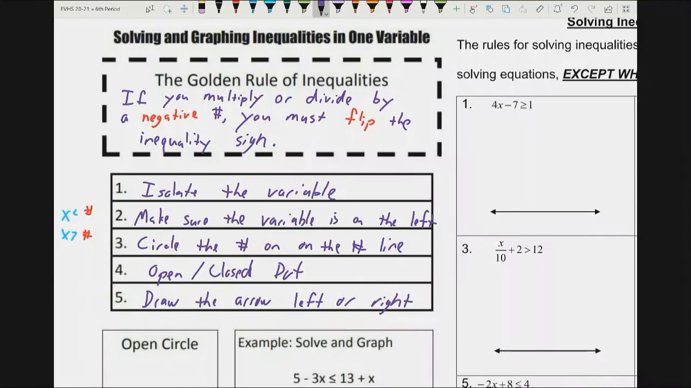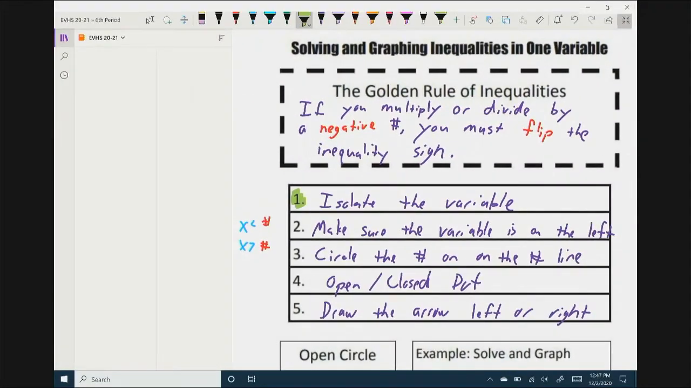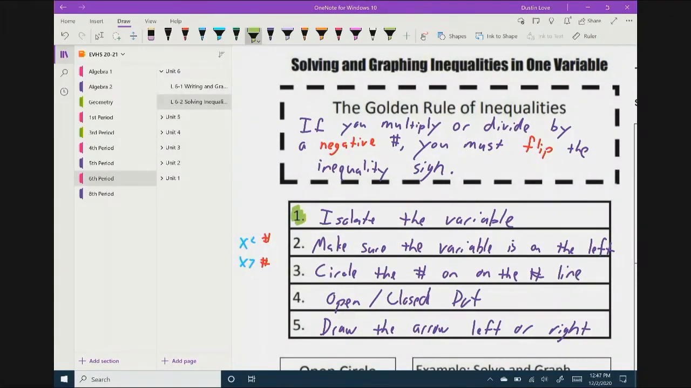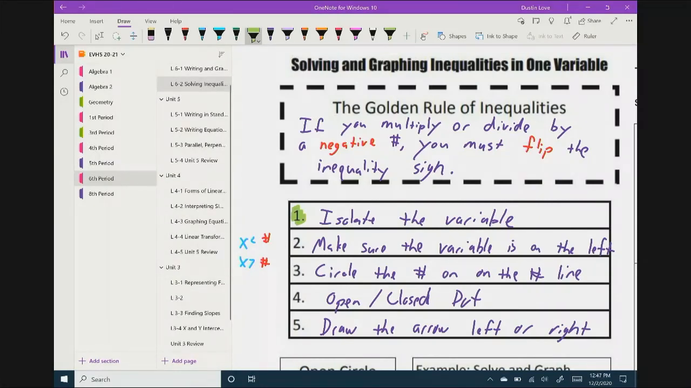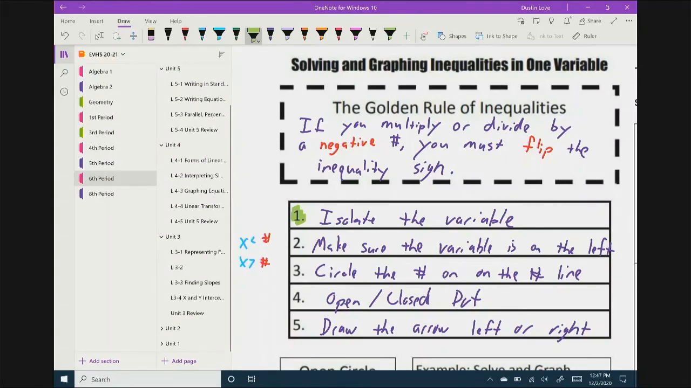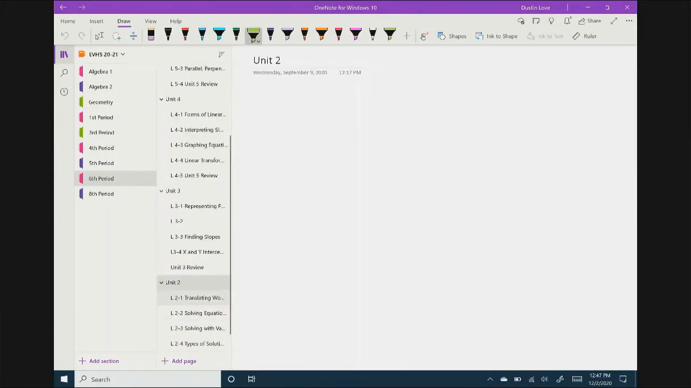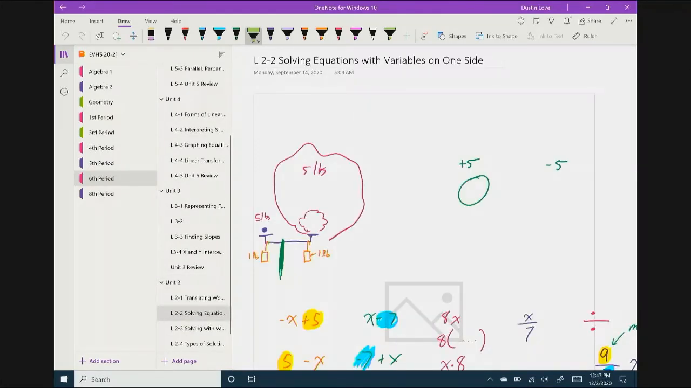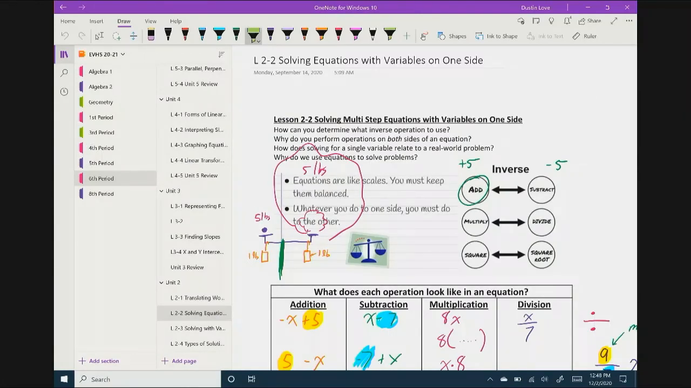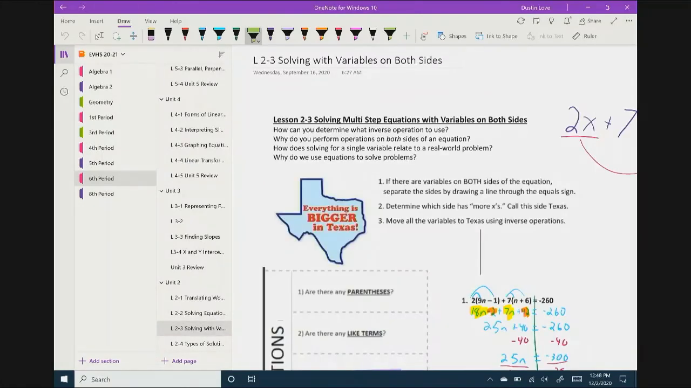Now, I said that most of your time is going to be spent right here on number 1. When I say that, what I mean is, back in previous units, back when we had solving, where was solving? Man, that's been a while ago. Way back here in unit 2. Let's go with 2-3.